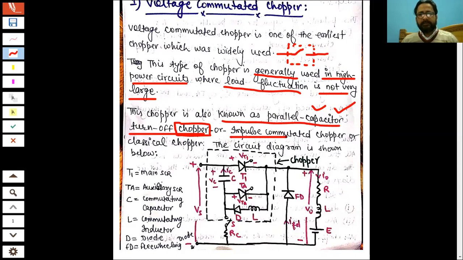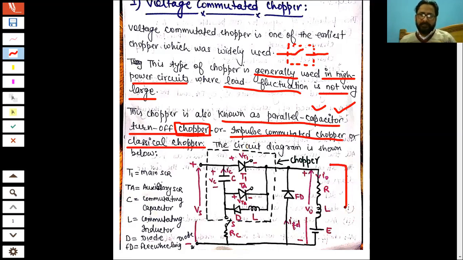It is also known as the impulse commutated chopper, meaning impulse commutation is used here, or a classical chopper, meaning this is the oldest type of chopper which was used earlier. Nowadays also it is being utilized.